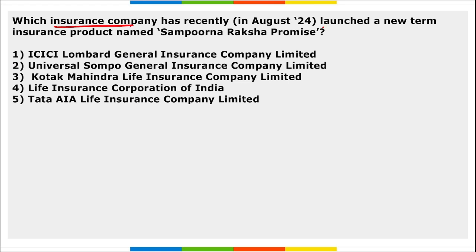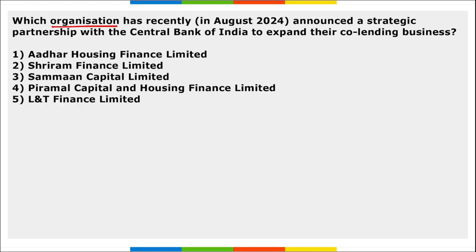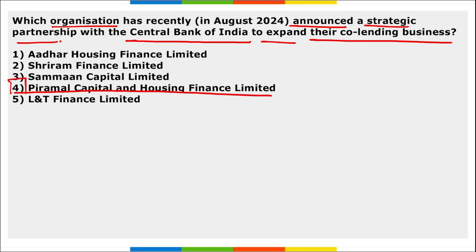Next, which insurance company has launched a new term insurance product named Sampurna Rakshak Promise? So this has been launched by Tata AIA Life Insurance Company Limited. Next, which organization has recently announced a strategic partnership with Central Bank of India to expand their co-lending business? So, which is it? It is Piramal Capital and Housing Finance Limited.